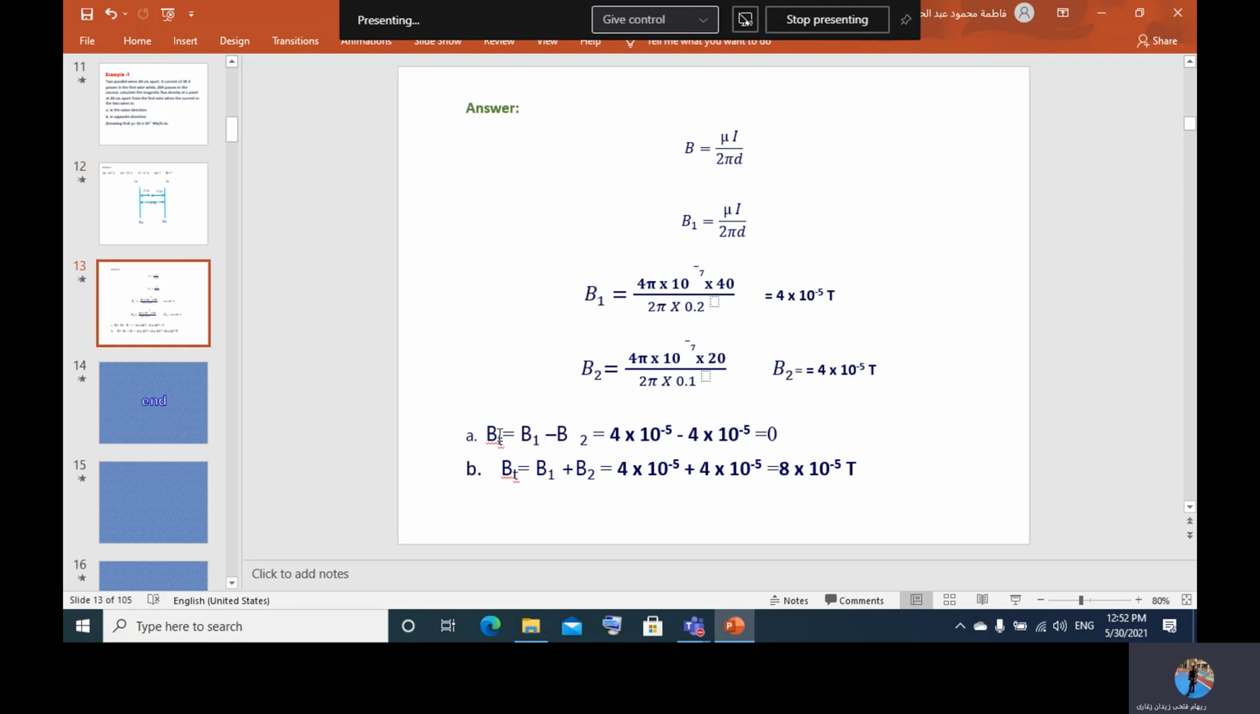So the total magnetic flux density, BT, because the point is inside or between the two wires, I have to consider B1 minus B2. Why B1 minus B2? Minus because the point is in between the two wires. So in this case, I put the value of B1, 4 times 10 to the power of negative 5, and I subtract it from 4 times 10 to the power of negative 5, and it will give me 0. All right? So the total magnetic flux at that point equals 0, which means that it vanishes. I have no magnetic flux density at that point.